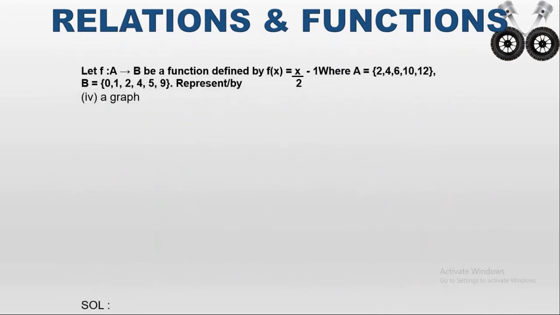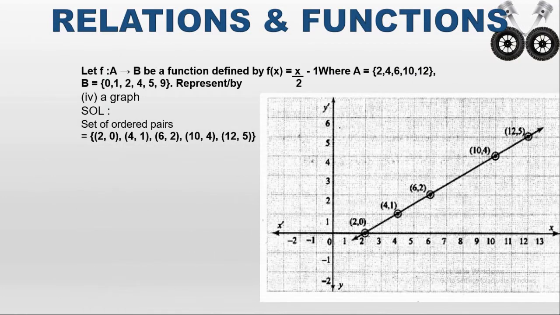Next one is a graph. So for plotting the graph, first we have to write the ordered pairs. So the ordered pairs, we already found. Using these ordered pairs, we can plot the graph. So the first element present in the ordered pair is the x value, and the second element present in the ordered pair is taken as the y value. So f of x value is y.